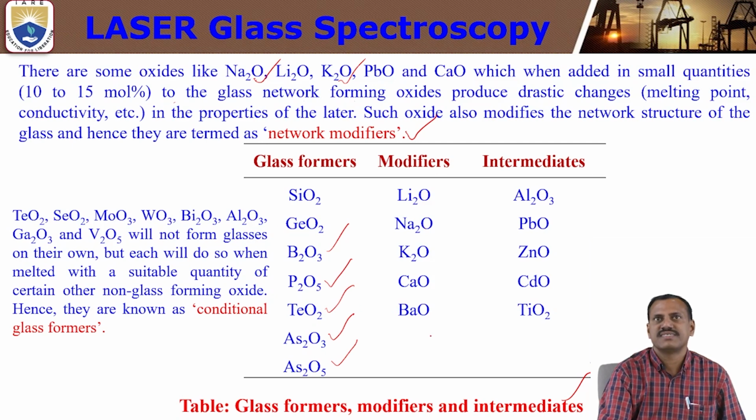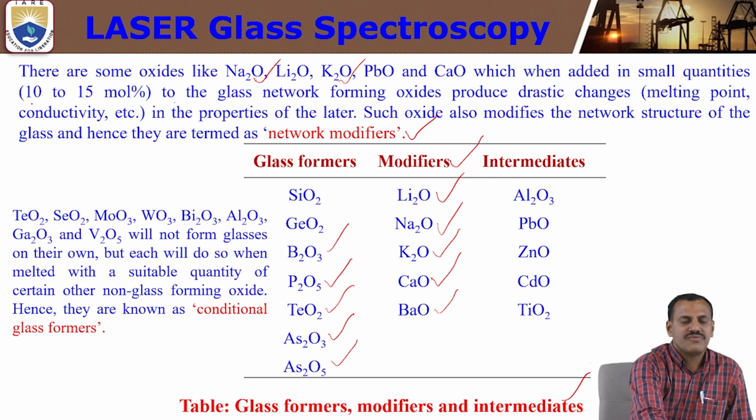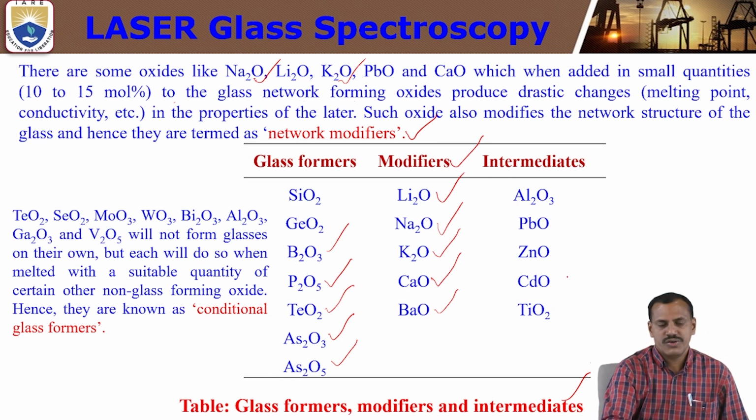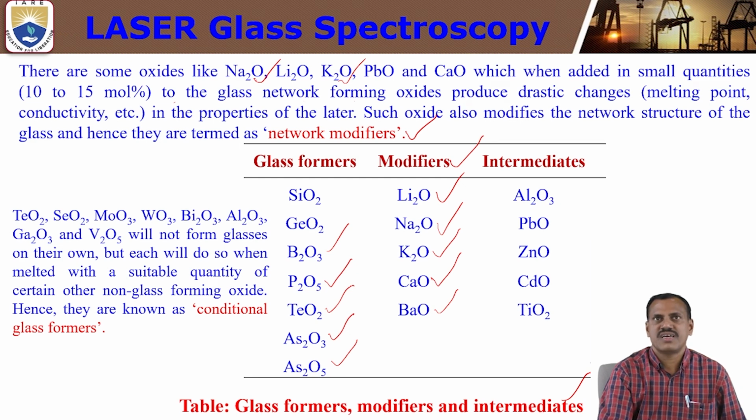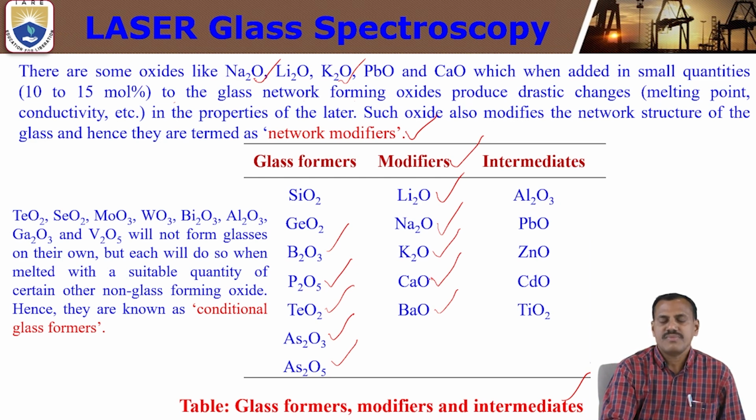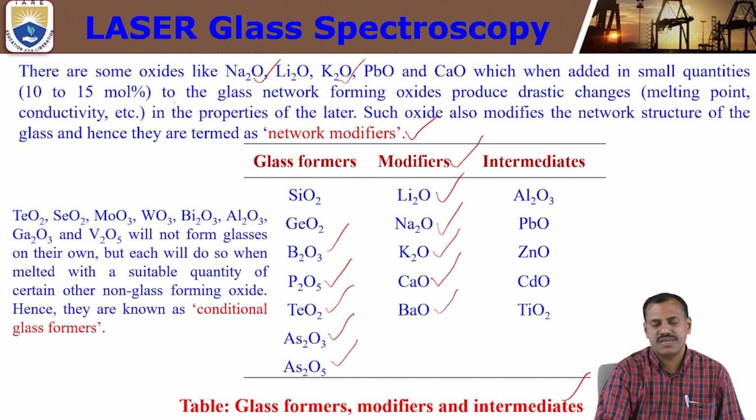Next, the second column, modifiers. What kind of modifiers can you add into the glass formers? First, lithium oxide. Second, sodium oxide, Na2O. Next, potassium oxide, K2O, and calcium oxide, CaO. Next, barium oxide, BaO. These are the modifiers to add into the glass formers. The concentration should be in the order of 10 to 15 mole percentage only. If you have 100 mole percentage, you can add the modifiers in the range of 10 to 15. The remainder is glass formers, with other small quantities of intermediates.